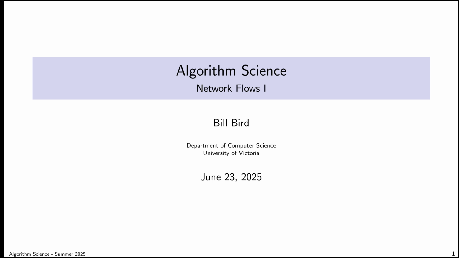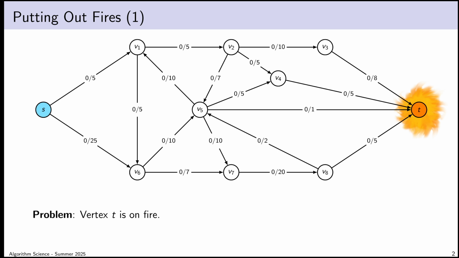Oh, good, you're here just in time. Look, we've got a bit of a situation. So, vertex T seems to have caught fire. I should have known this was going to happen. So, vertices are notoriously flammable.